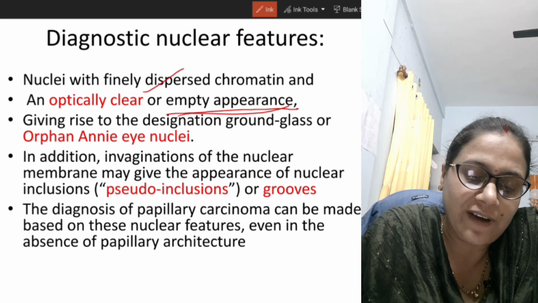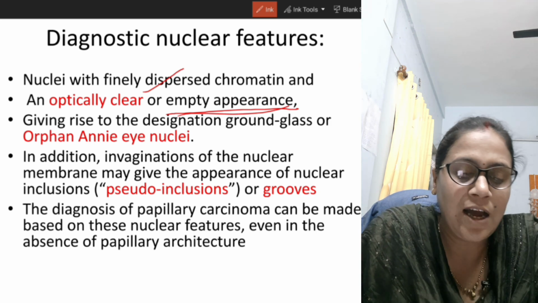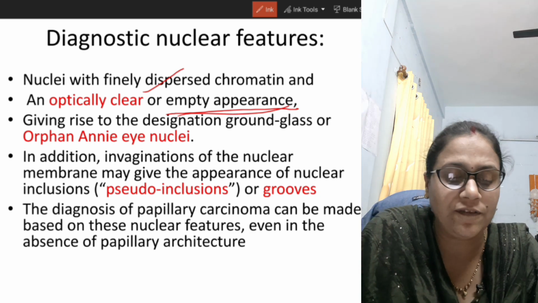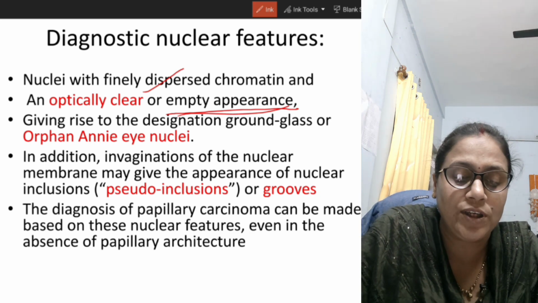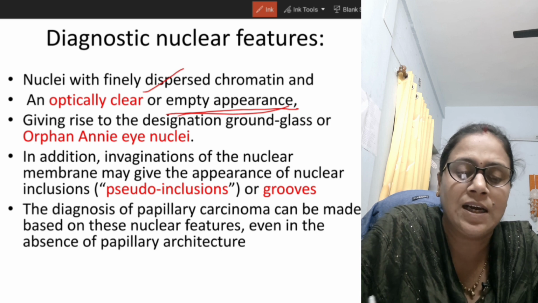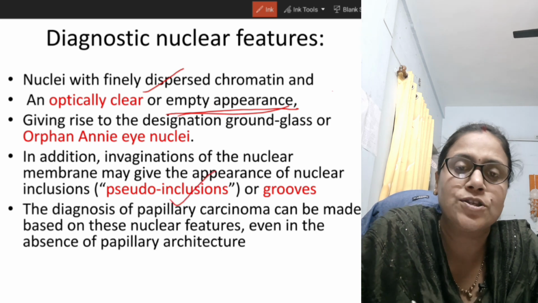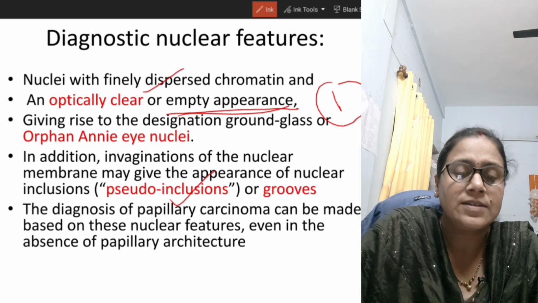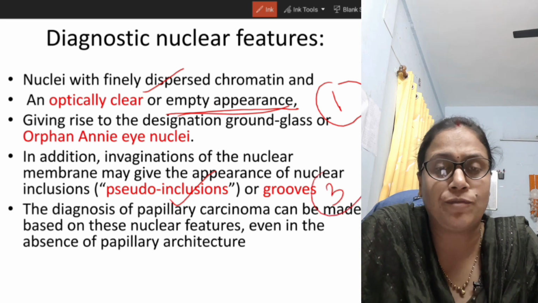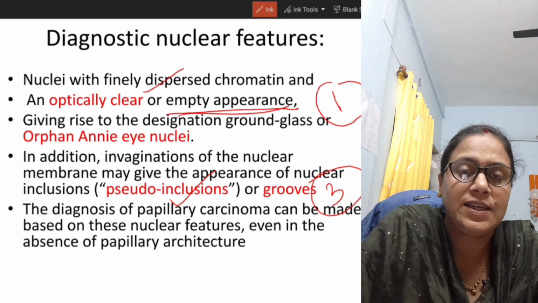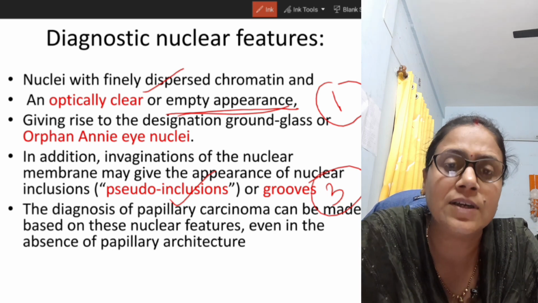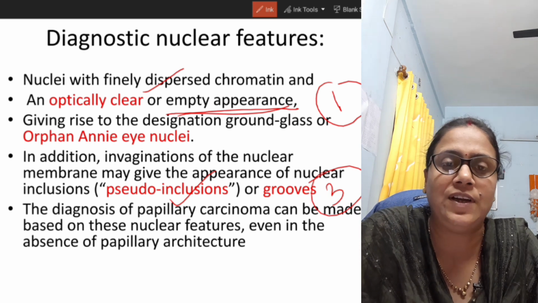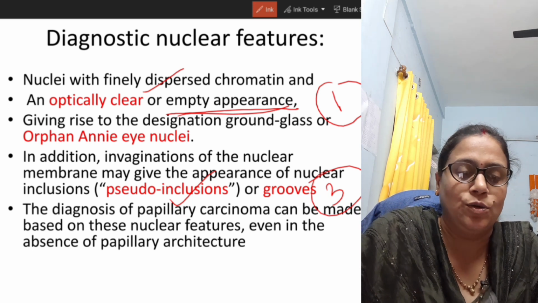In addition, invaginations of the nuclear membrane may give the appearance of nuclear inclusions. So, the second most important feature is nuclear pseudo inclusions. First is optically clear nuclei, second is pseudo inclusions or grooves. Even in the absence of papillary architecture, if we are seeing these features, optical clearing, grooving, pseudo inclusions, we can label it safely as papillary thyroid carcinoma.